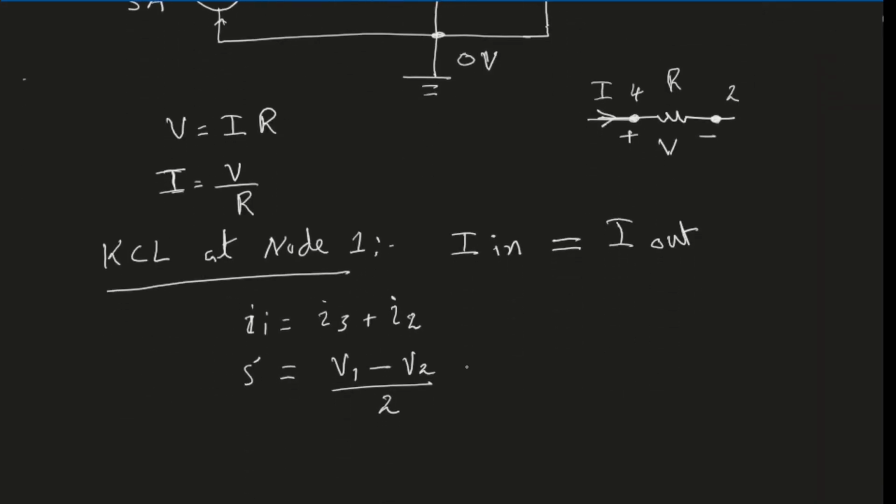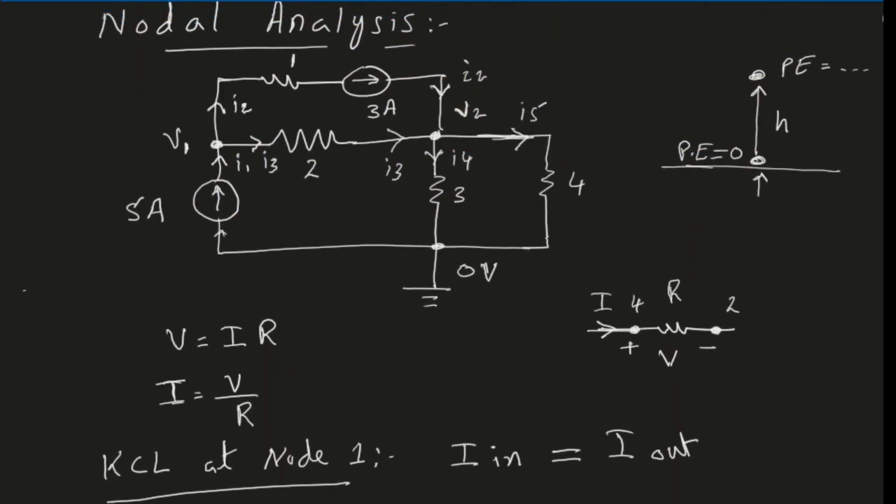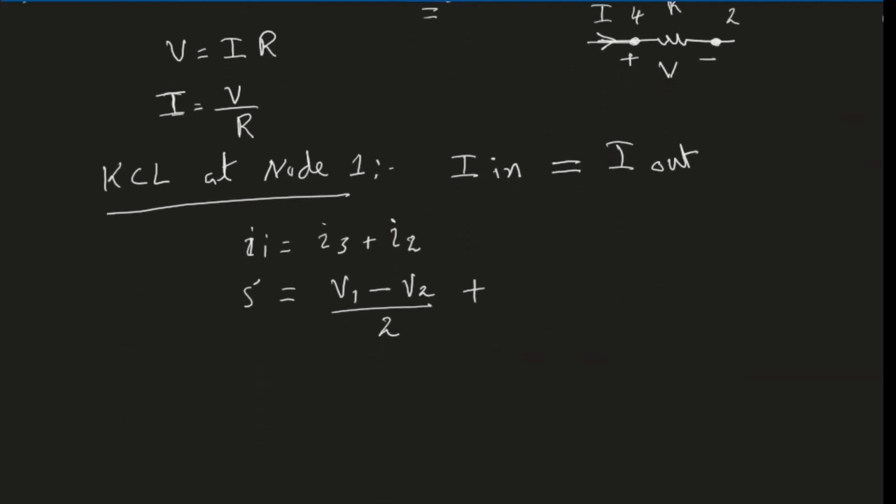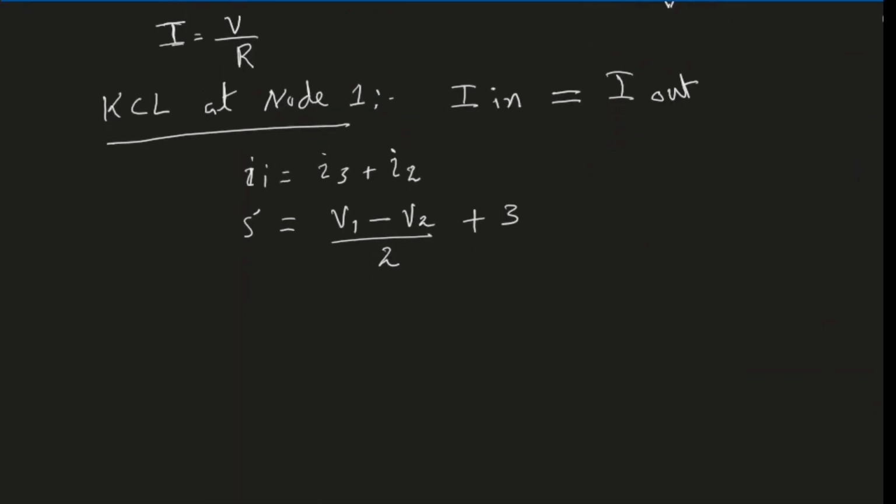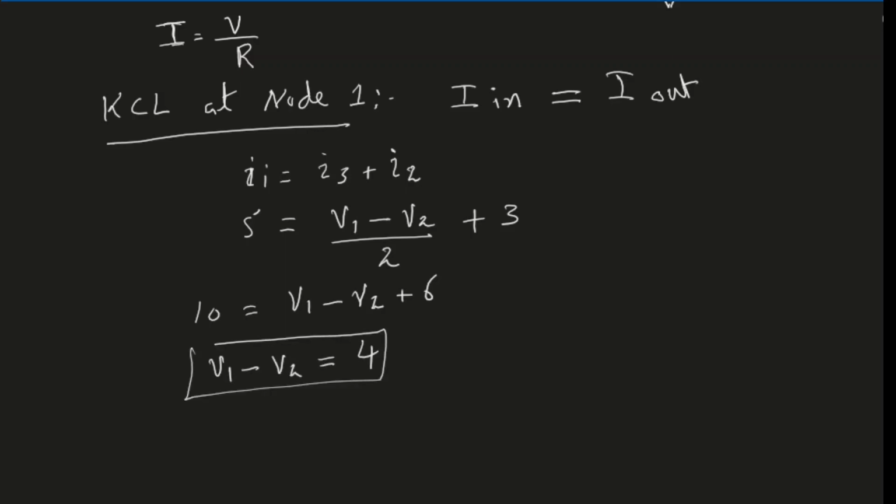All right, so after I3, the next one is I2. And looking at the circuit, I can easily say that I2 is 3 amperes because we have a constant current source, which is 3 amperes. So that current source will force the current in that branch to remain 3 amperes, and therefore I2 must be 3 amperes. Now let's simplify this equation by multiplying 2 on both sides. I will get 10 equals V1 minus V2 plus 6, or V1 minus V2 equals 4. So this is our first equation.